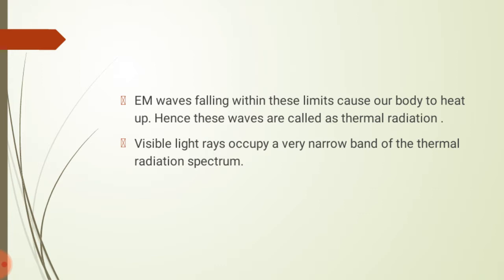The thermal radiation consists of different radiation, that means they lie within the visible and IR range, but the visible light rays occupy a very narrow band and the IR occupies a large band as compared to visible. That means visible light rays occupy a very narrow band of the thermal radiation spectrum. This is the information about the electromagnetic energy spectrum.